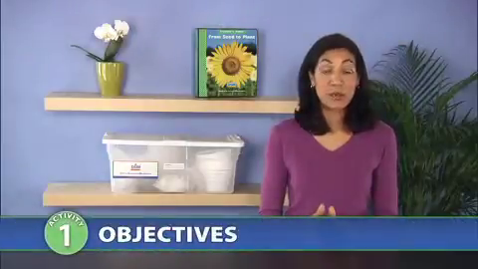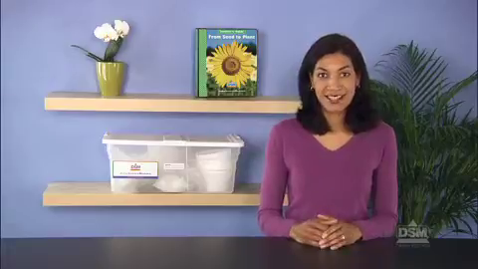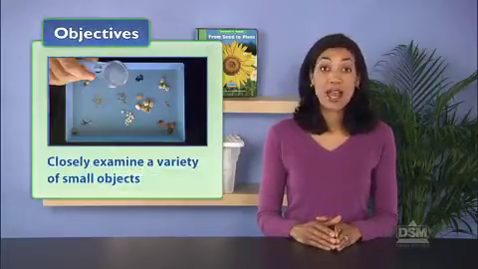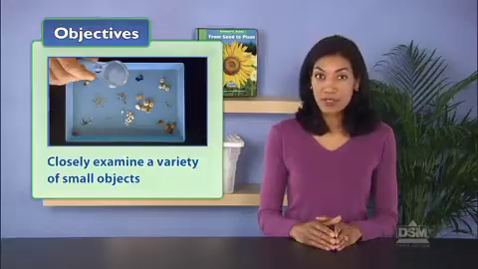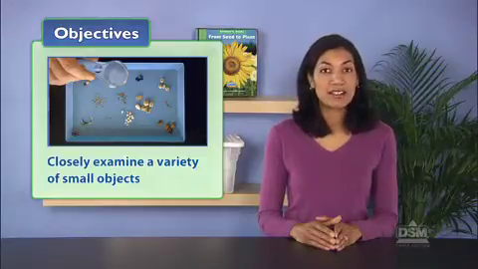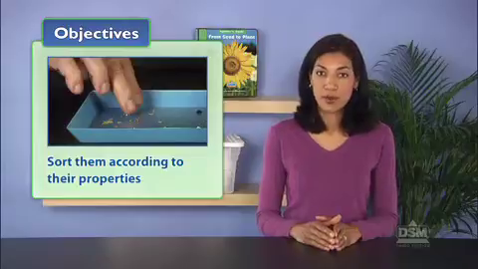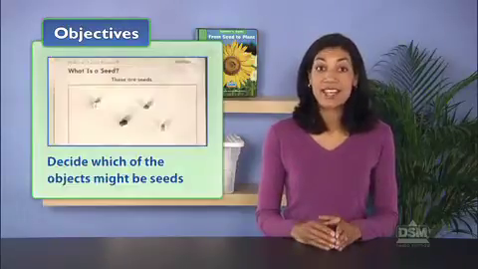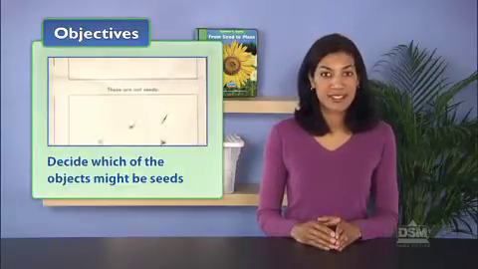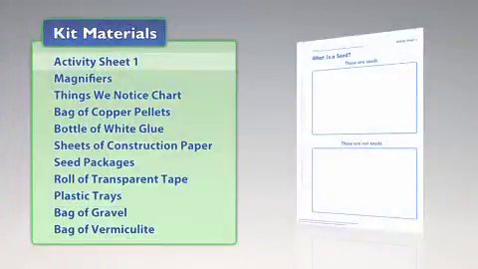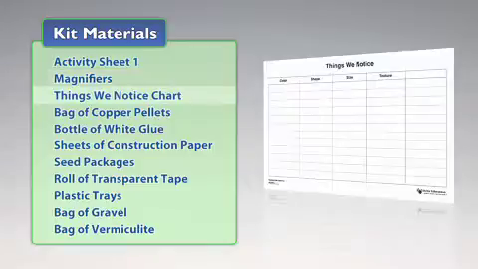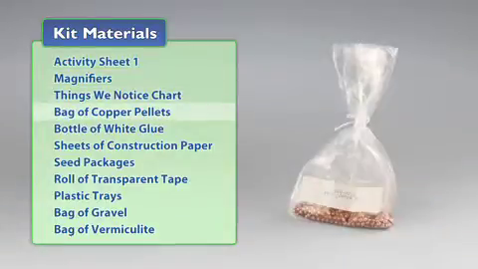In Activity 1, What is a Seed?, students are asked the question, what is a seed? With magnifiers, students first closely examine a variety of small objects, some of which are seeds and some of which are not, and sort them according to their properties, and then try to decide which of the objects might be seeds.